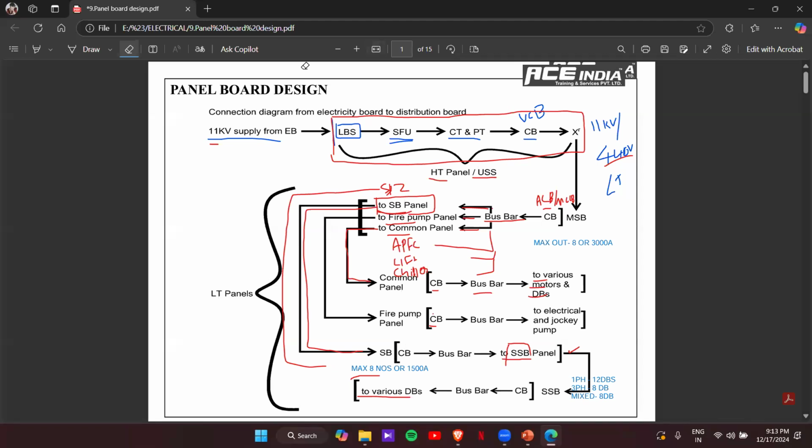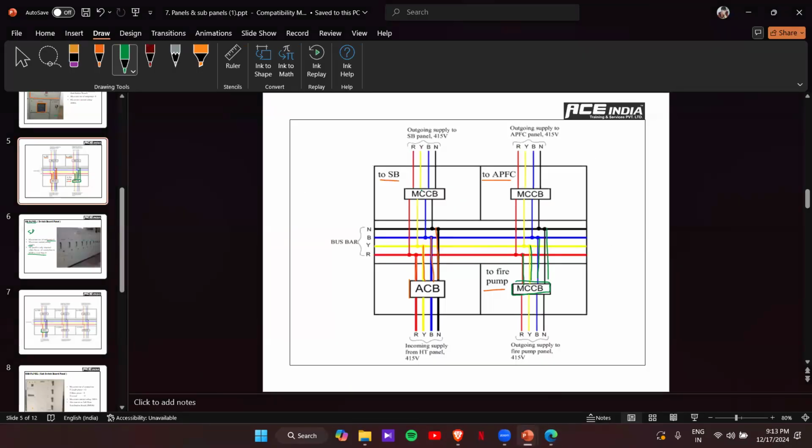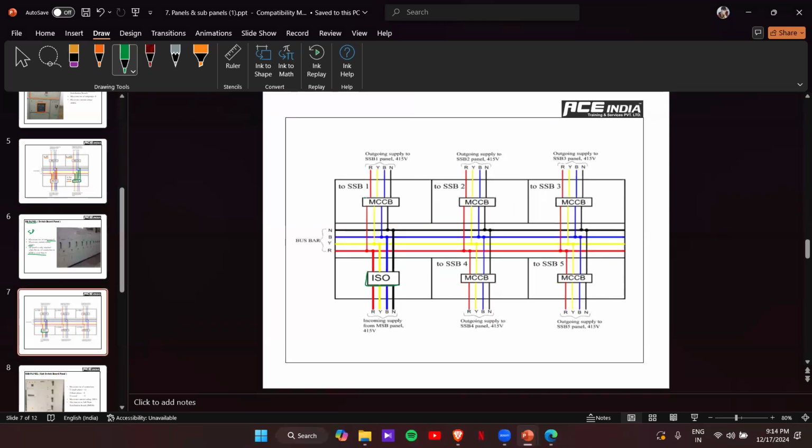Here you can see that we have one circuit breaker. Again in the same line I have one more circuit breaker used. So if there is any fault, if any fault happens in SSB1, this MCB will go to trip condition.